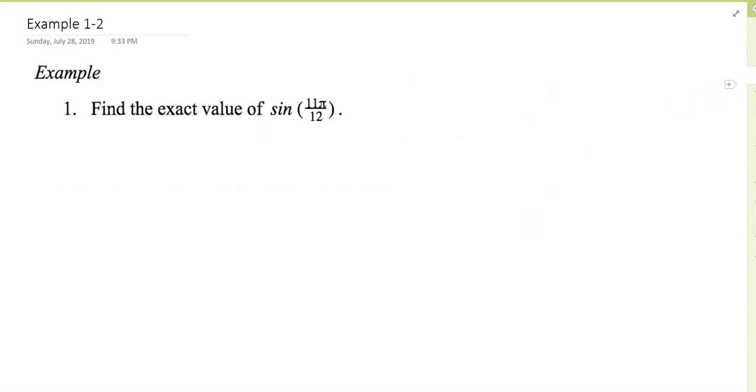Let's look at an example in radians. Find the exact value of sine of 11 pi over 12. So we know the sine of 3 pi over 4 and pi over 4. So the sine of 11 pi over 12 we can get from the sine of pi over 4.